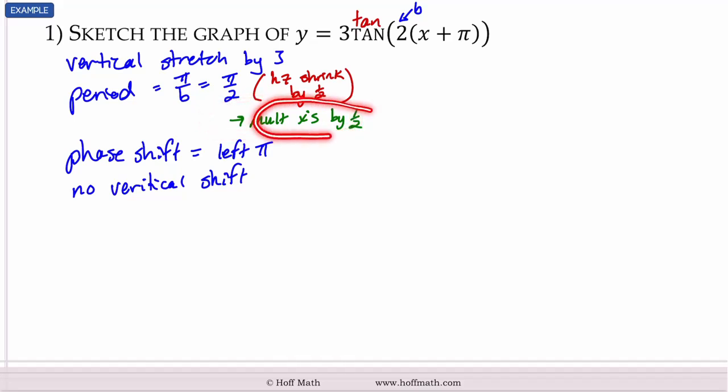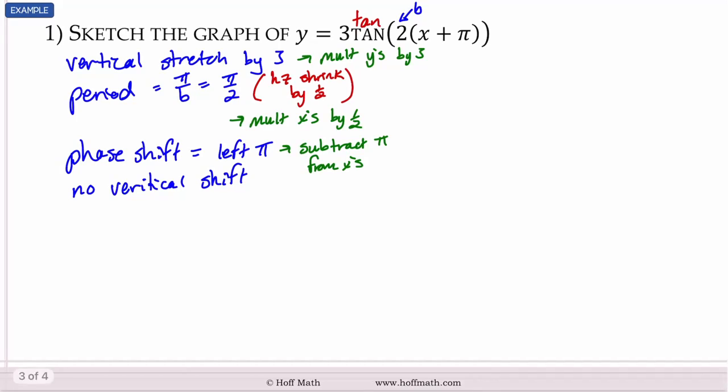Now, when I said that the period, which is the horizontal shrink by half, means you're going to multiply your x's by a half, let's go back up here to our vertical stretch by 3. Your vertical stretch, of course, is going to affect the graph vertically, which is your y coordinates. So this means we're going to multiply the y's by 3. And down here, our phase shift left pi affects your x's. So here we're going to have to subtract pi from the x's. And of course, we don't have a vertical shift, so we don't need to do anything there.